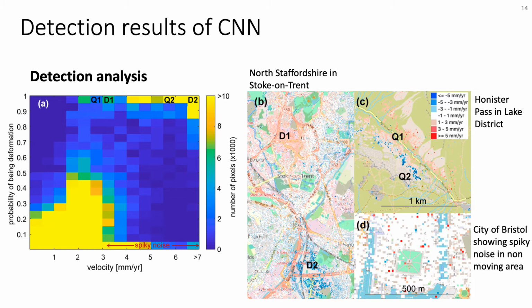The CNN also assigns low probability to some areas with a high velocity because they do not have the appropriate spatial pattern, which is fringes in this case. For example, Bristol City Centre has several pixels with velocity of more than 5 mm per year, which are caused by spiky noise.